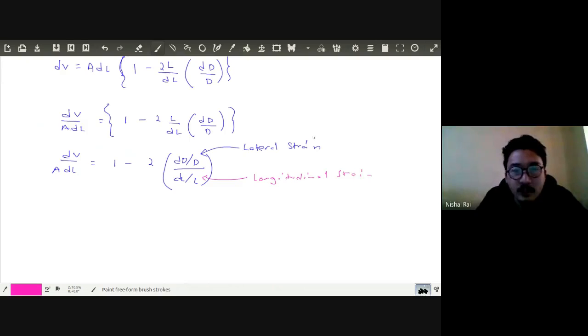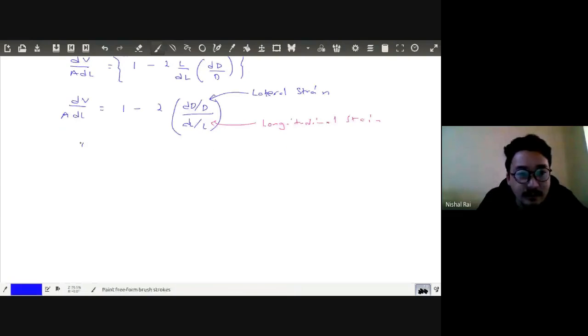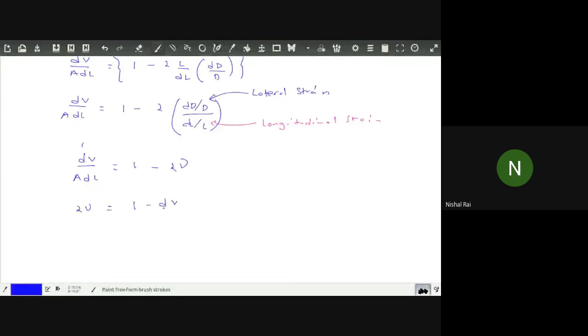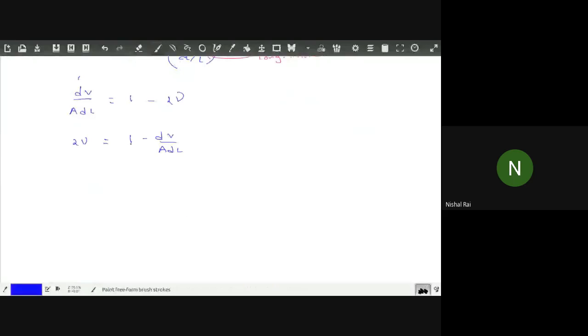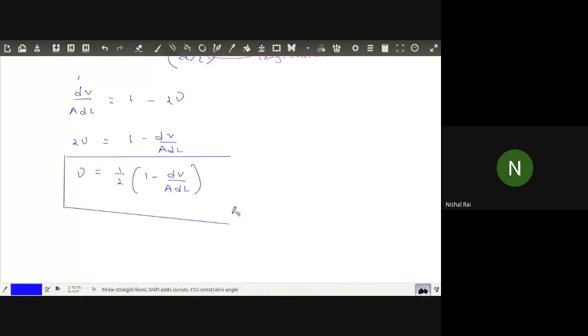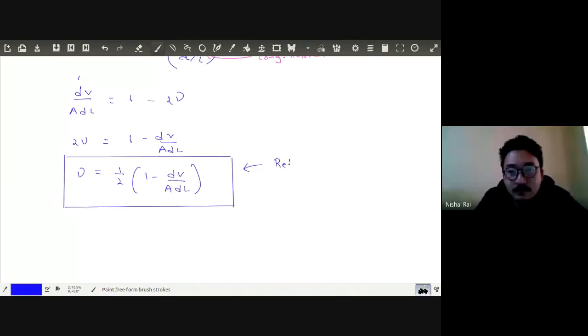Longitudinal strain. So from here one can get dV by A dL equal to 1 minus twice of, we can write this as nu. This is basically nu, the relation for Poisson's ratio of rubber. This is how you find the Poisson's ratio.